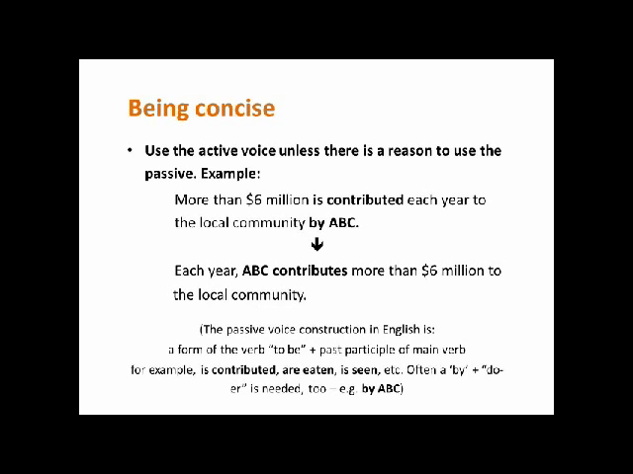But for example, more than 6 million is contributed each year to the local community by ABC. You could change that to an active verb. Each year, ABC contributes more than 6 million. Just reduces the wordiness and it still says the same thing. So is contributed is passive, and when you use those sorts of constructions, you might also have to put in a by and the person who is doing that action. So if you just change it to put the person who's doing the action and then the verb after it, it becomes much more concise and readable, I think. So that's what they mean when they talk about using active. You talk about who does what rather than what is done, which is passive.